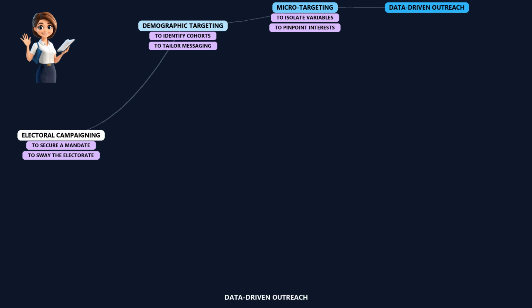Data-driven outreach. Through data-driven outreach, campaigns will send mail and track clicks on their digital ads to see what people like. To put it simply, they are using the internet to see which promises make people want to vote.